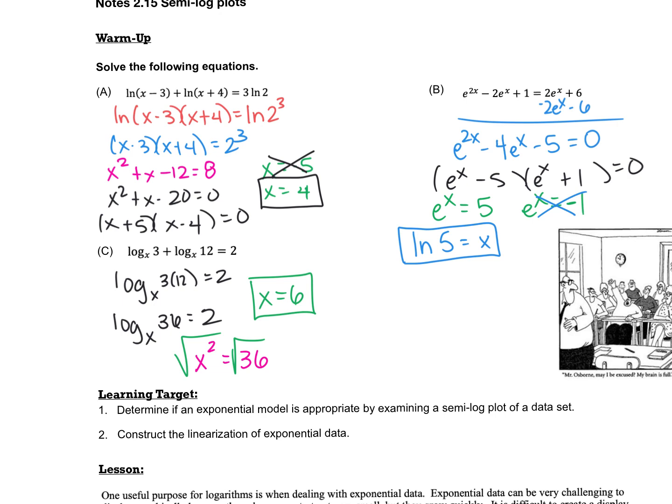Okay. I liked that one. I hadn't seen one where they'd put the x in the base before, so I thought that was a good one for us to look at. Okay. So questions on those 3? All right. Just like to give you some more practice on all of that.